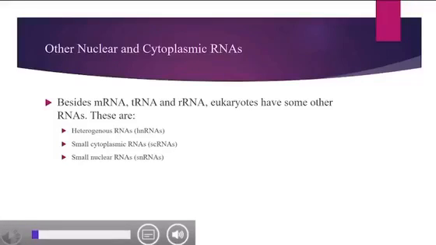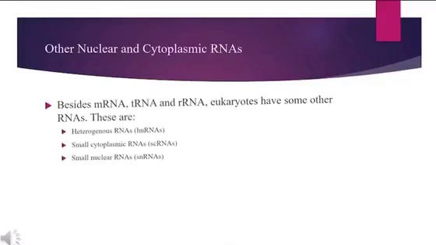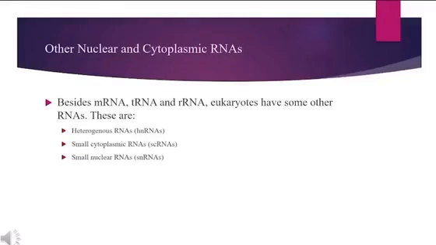These are the other nuclear and cytoplasmic RNAs. Besides mRNA, tRNA and rRNA, eukaryotes have some other RNAs. These are first heterogeneous RNAs, second small cytoplasmic RNAs, and the third one is small nuclear RNAs.